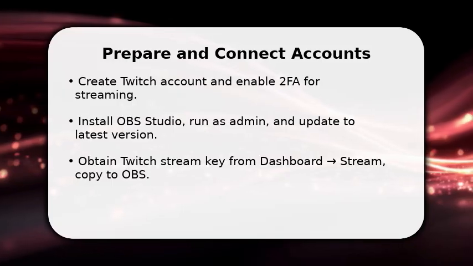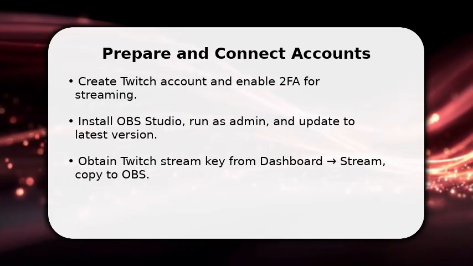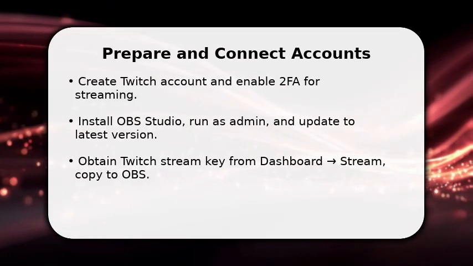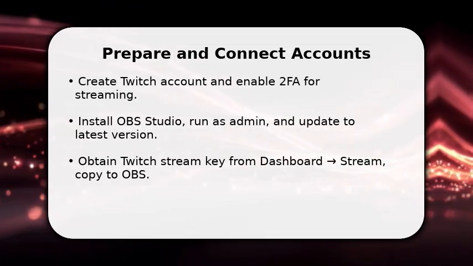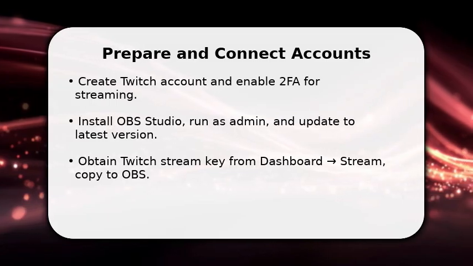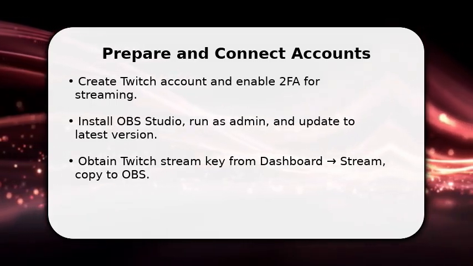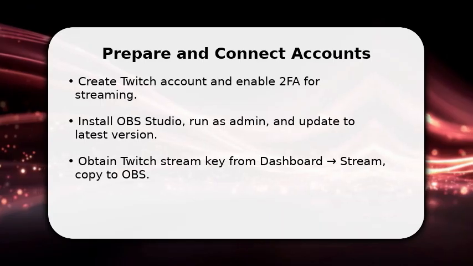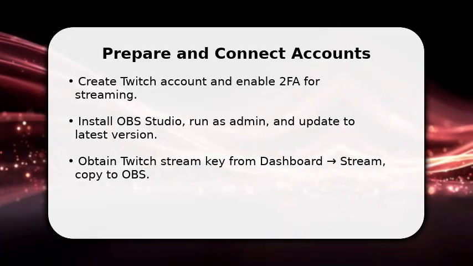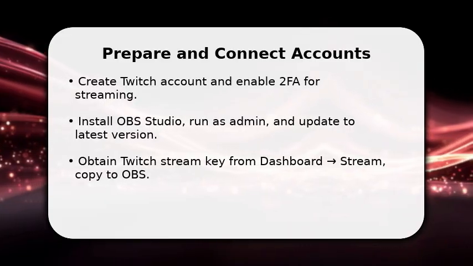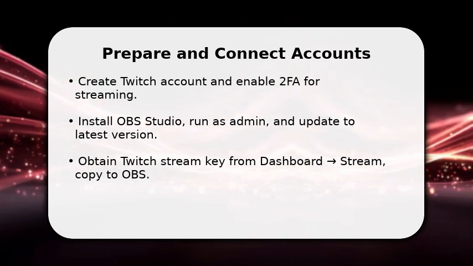You start by linking your accounts and preparing the software. Sign into Twitch, enable two-factor authentication, and copy your stream key. Then install OBS Studio and run it with admin rights so devices register correctly. Once done, open OBS, go to Settings, then Stream, paste the Twitch key, and choose the closest ingest server. Make sure your webcam and microphone are connected before moving on. That avoids device detection delays and saves time in the next steps.